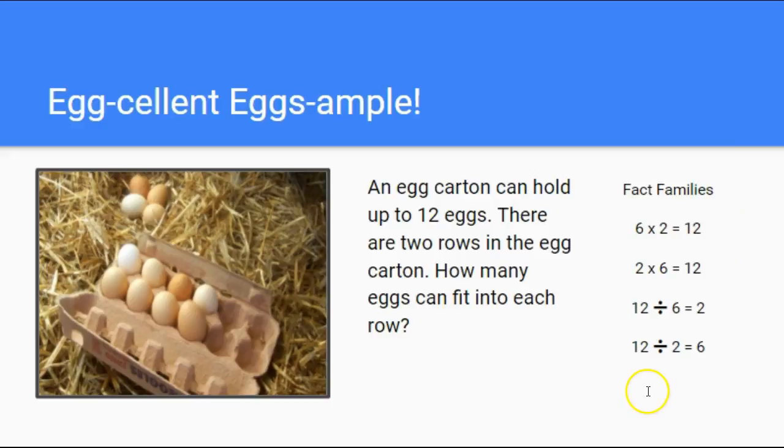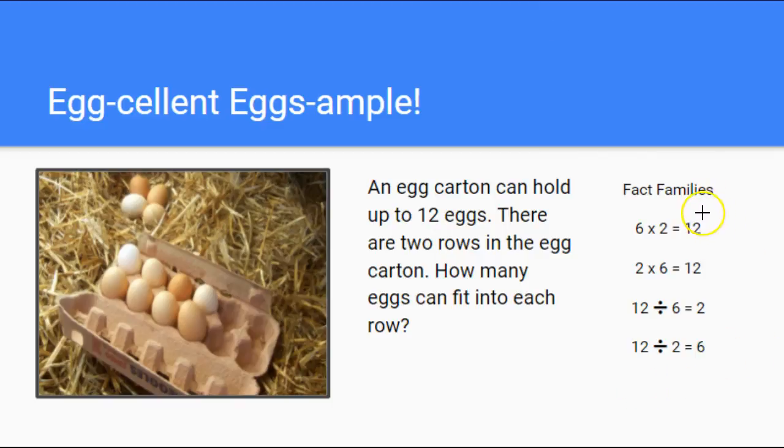Here are the equations that are part of this fact family. I have my 2 multiplication ones, followed by the inverse operation, the 2 division equations here. So let's have a look and see which one would fit. Well, I know the one that will fit is down here. It is the 12 eggs put into 2 rows, and my answer, 6, would be the answer to the question. How many eggs can fit into each row? 6 eggs can fit into each row. So that answers that. Cool.